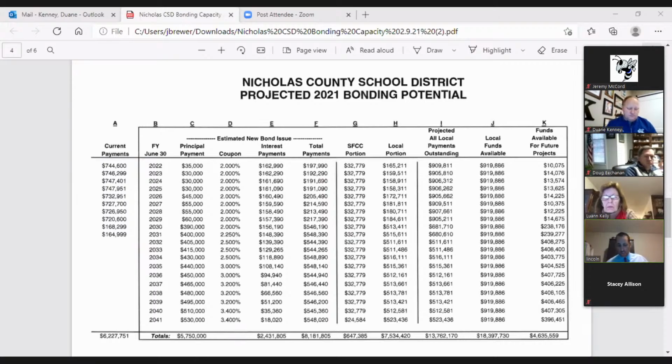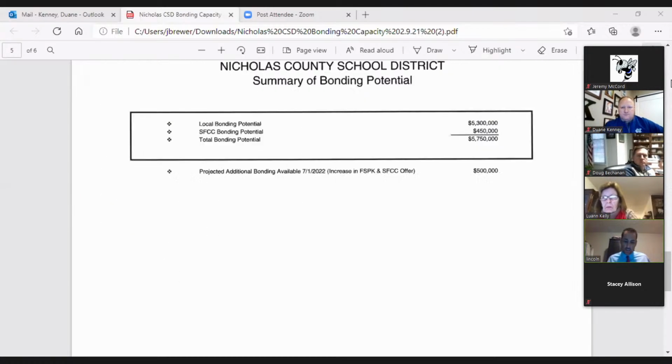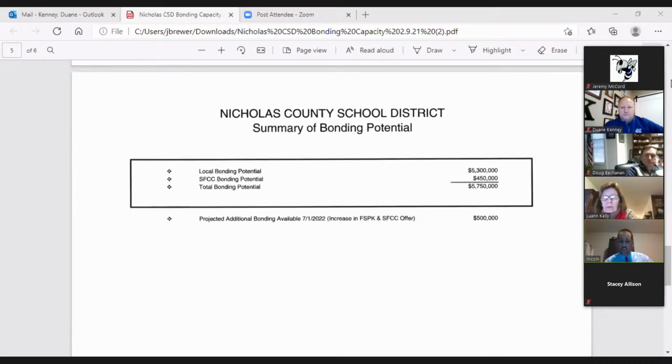In summary, on page 4, inside the box shows $5,750,000. Of that, the bullet point in the middle, the bonding capacity that would be paid by the School Facilities Construction Commission, equals $450,000. Those dollars can only be spent on a project that is identified as either a priority 1 or 2 on your facility plan.